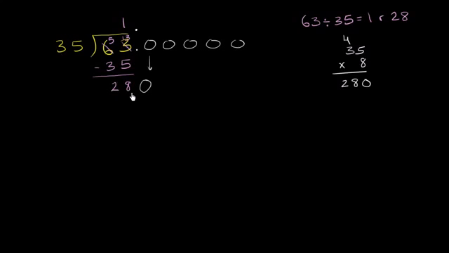So 35 goes into 280 exactly 8 times. 8 times 35 is exactly 280, and we don't have any remainder now. So we don't have to bring down any more of these zeros. So now we know exactly that 63 divided by 35 is equal to exactly 1.8.